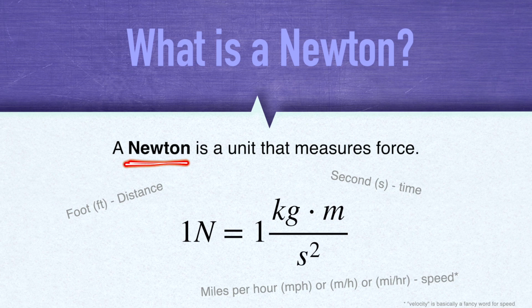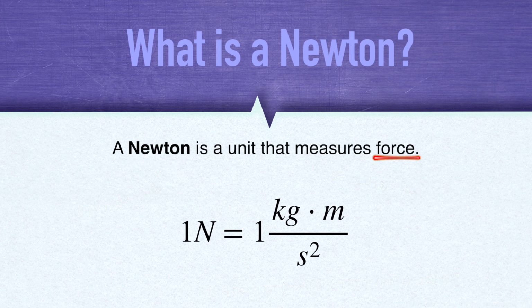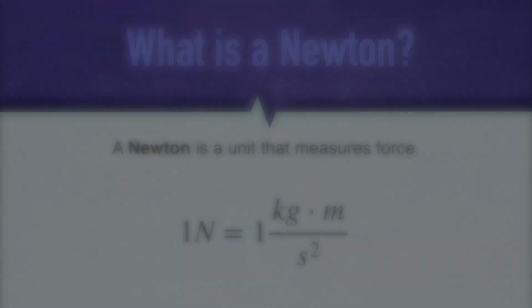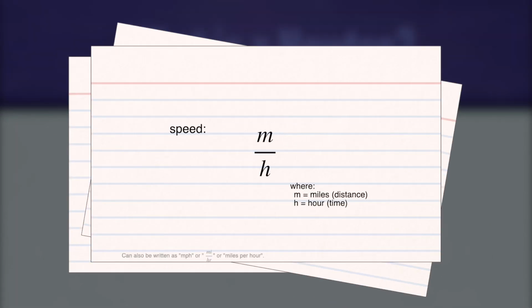Well, a newton is a unit of measure that measures force, and 1 newton equals 1 kilogram meter per second squared. What do I mean by that? Well, let's look back at the miles per hour example. Miles per hour measures speed, but this unit is made up of 2 other units. It has miles and it has hours, so it's miles per hour. Miles measures distance and hours measures time. So miles per hour measures distance per time.